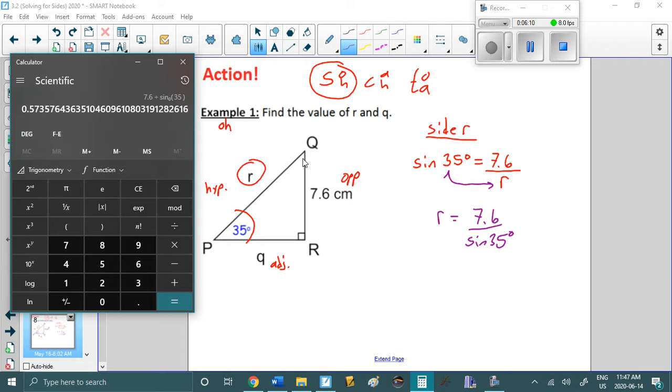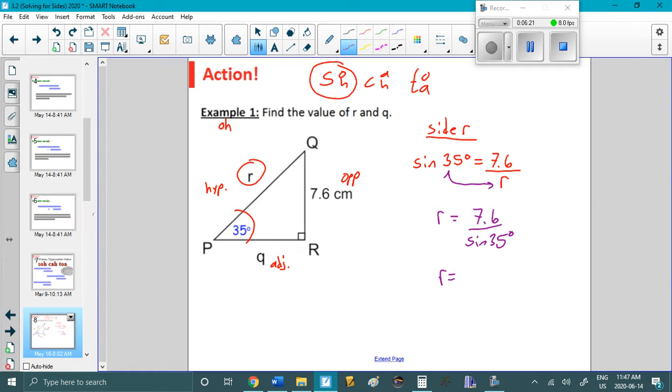And if you look at the triangle, that's obvious, right? This is 7.6, so the hypotenuse has to be bigger than that. So now I just have to hit equals, and now I get 13.25. So r equals approximately 13.3 centimeters if I round it. And if you look at the triangle, I think that makes sense. If this is almost 8, then this being 13 is reasonable.